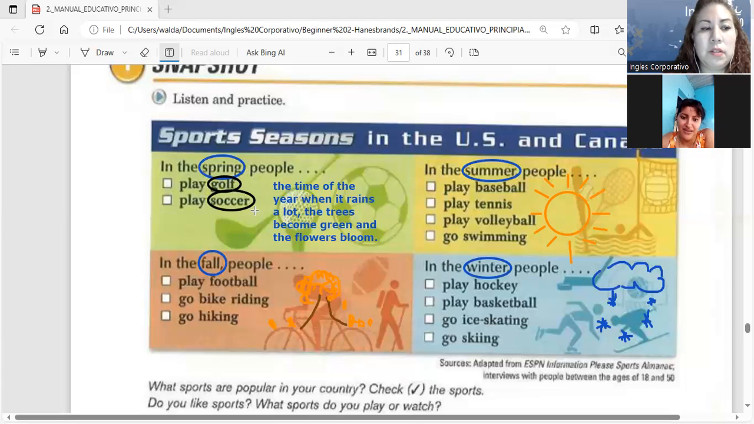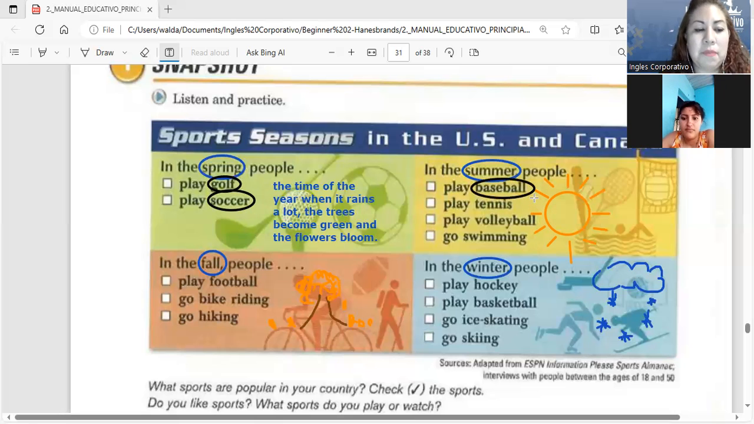And soccer? Do you understand soccer? No. Soccer is like, for example, you have the different teams, like the team Alianza. Yeah, exactly. That's soccer. Okay, good. Then we have, in the summer, people play baseball.